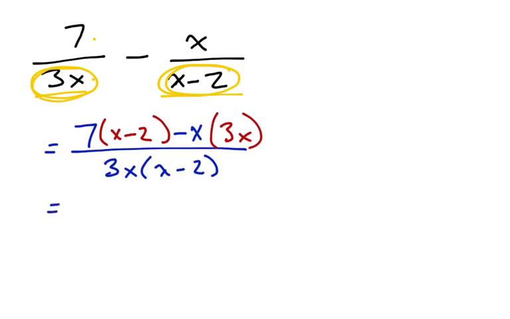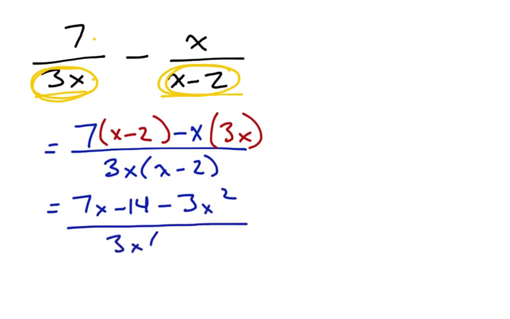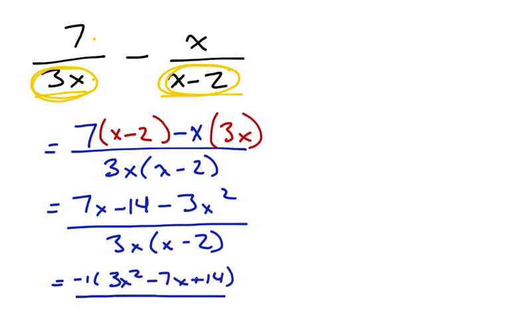So now it's a matter of simplifying. We get 7x minus 14 minus 3x squared over 3x times x minus 2. Now you might notice I left the denominator factored, and the reason I did that is because I'm going to see if I can factor the numerator. So I'm going to take out a negative 1, and I'll be left with 3x squared minus 7x plus 14 all over 3x times x minus 2.